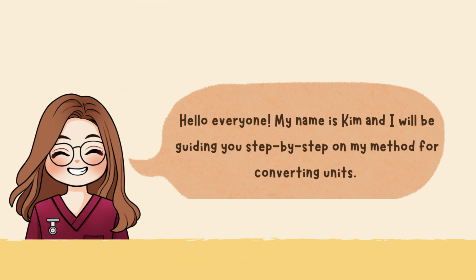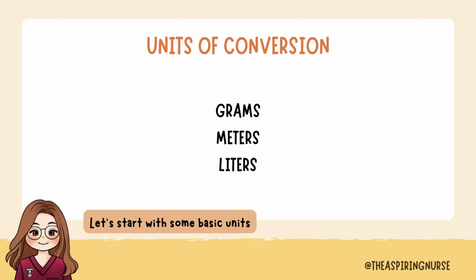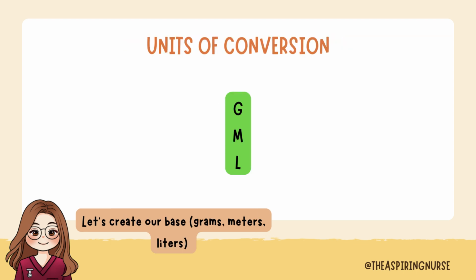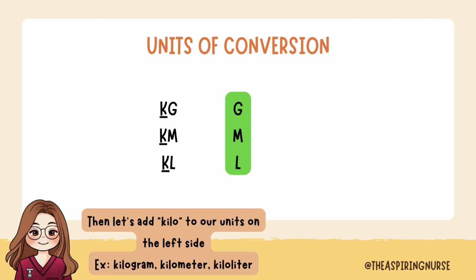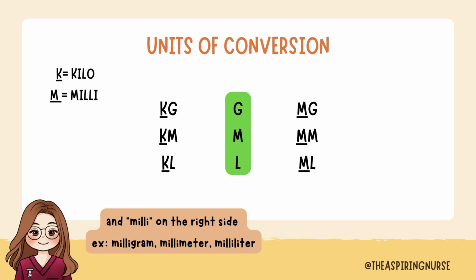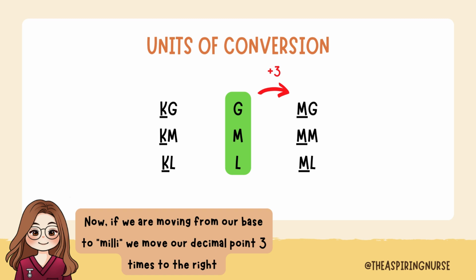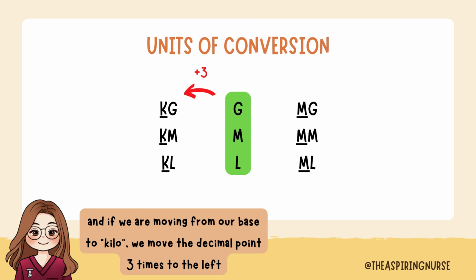Let's start with some basic units. Let's create our base with our basic units: grams, meters, liters. Then let's add kilo to our units on the left side, for example, kilogram, kilometer, kiloliter, and milli on the right side, for example, milligram, millimeter, and milliliter. Now, if we are moving from our base to milli, we move our decimal point 3 times to the right. And if we are moving from our base to kilo, we move the decimal point 3 times to the left.